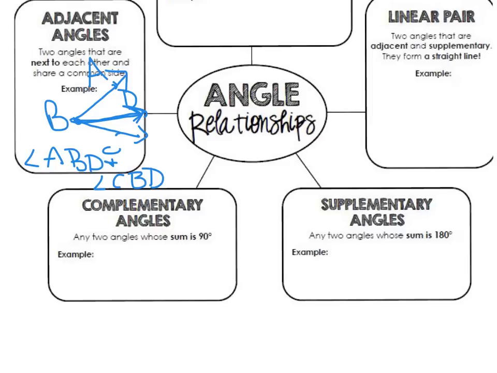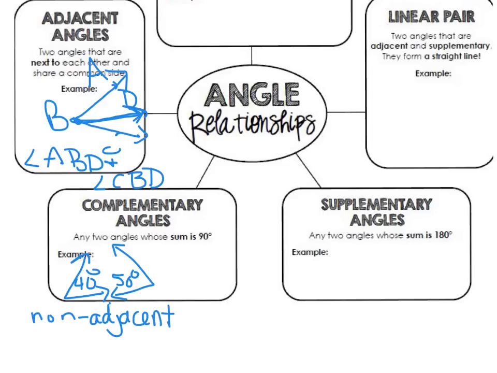So let's say I draw one angle right here that is 40 degrees, and another angle over here that is 50 degrees. We would say these two angles are non-adjacent and they are complementary. But then let's say I want to have angles that are complementary, but they're also adjacent.